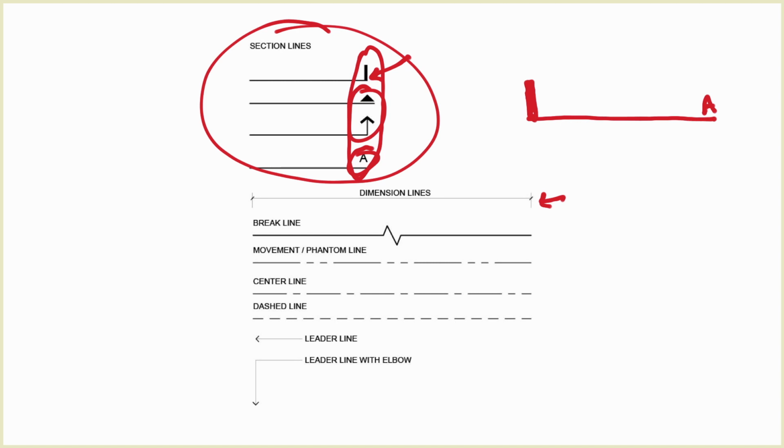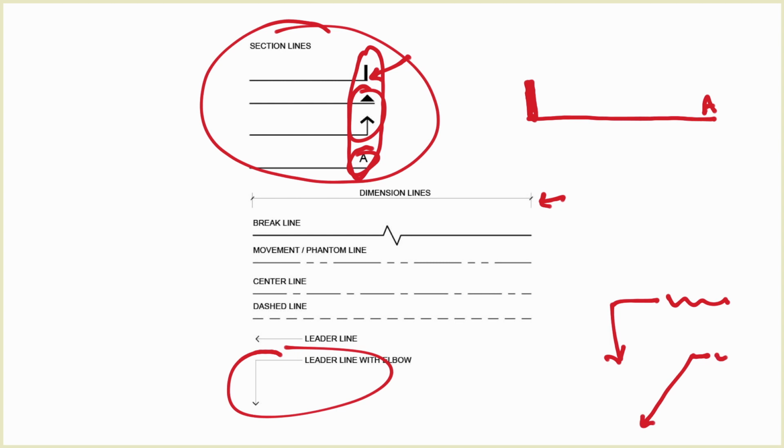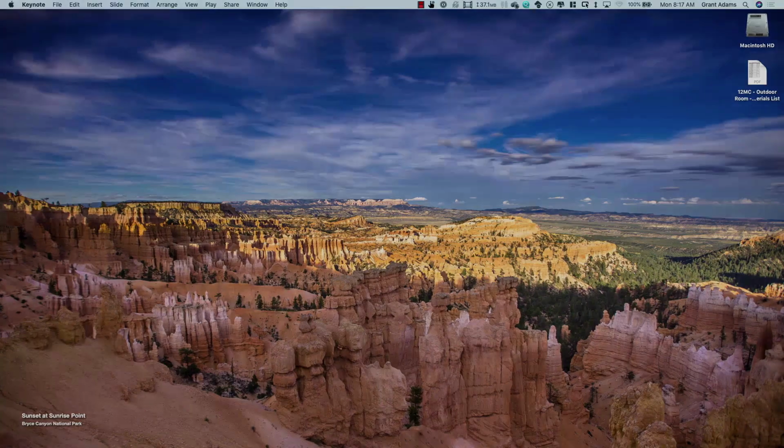A movement or a phantom line is the line with 2 dashes in it. A center line is a line with a single dash in it. The dash line or hidden line is for things that are hidden, not visible in your drawing. Leader line is a straight line with an arrow on the end. Though those can, like this one here, show a 90-degree bend with the text here. You could also have one that comes down like that with a little bit of text. So you've got some flexibility in terms of how they look or what the little elbow looks like.